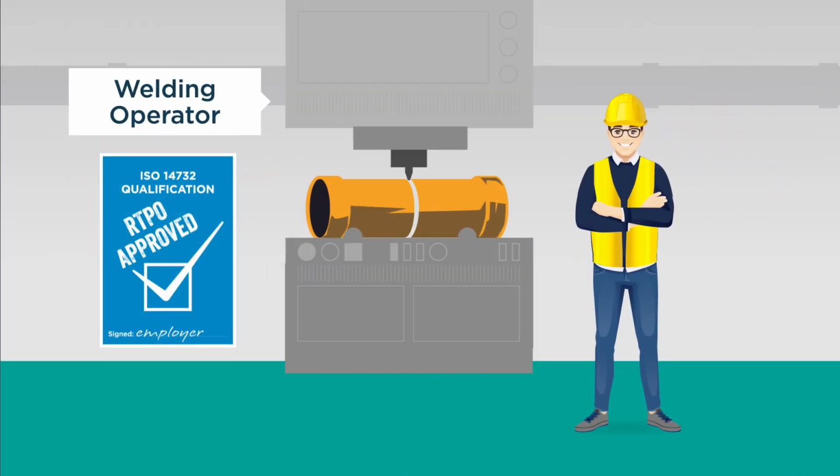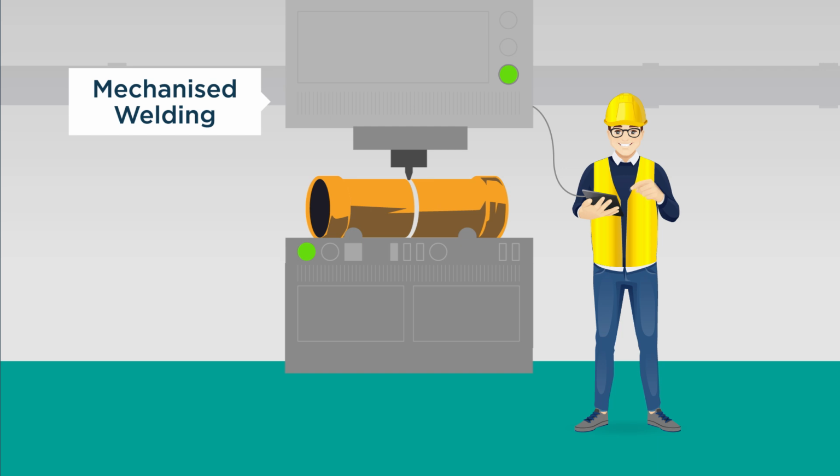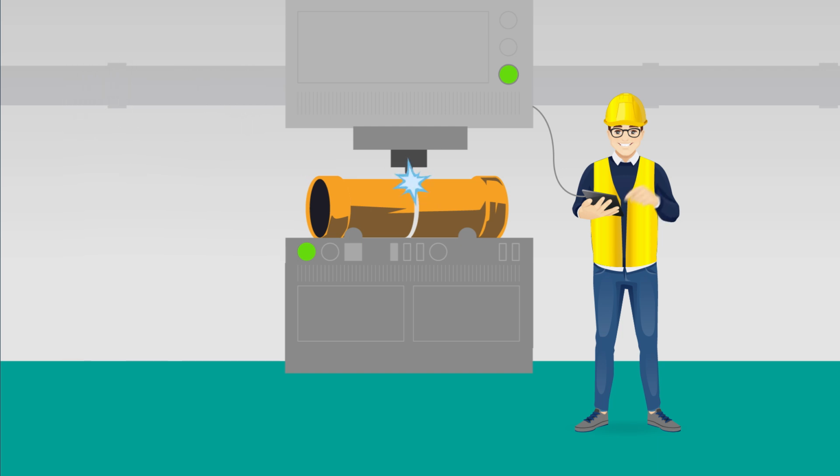Welding operators are qualified under ISO 14732. A welding operator controls or adjusts any welding parameters for mechanized processes, where mechanical or electrical means maintain the welding conditions but can still be adjusted manually during the process. Examples of these processes are submerged arc welding or orbital TIG.